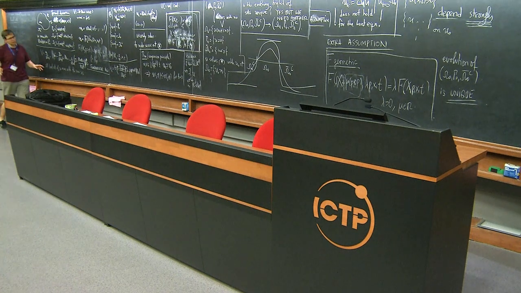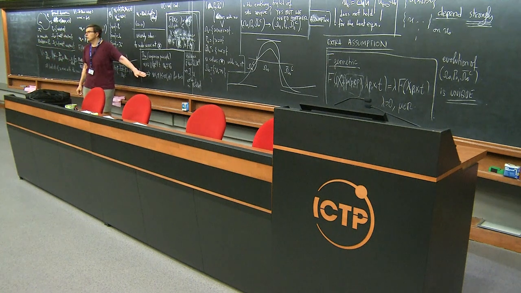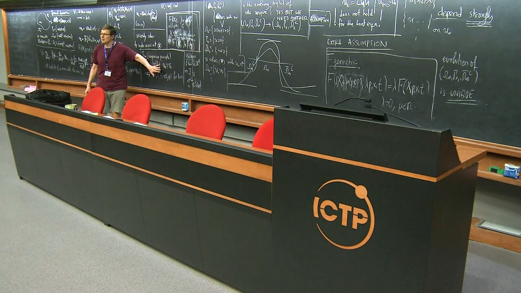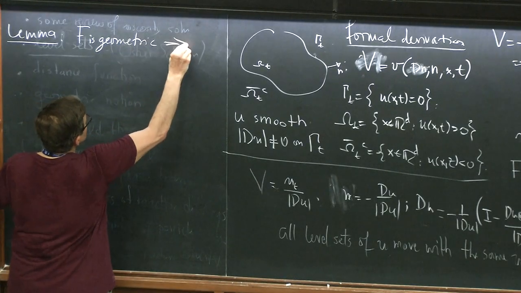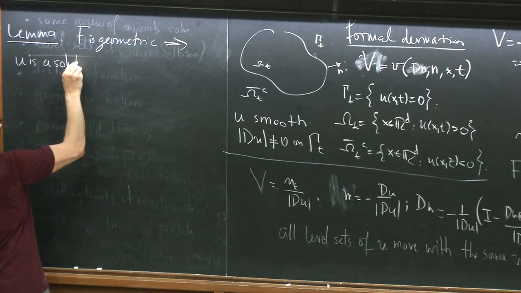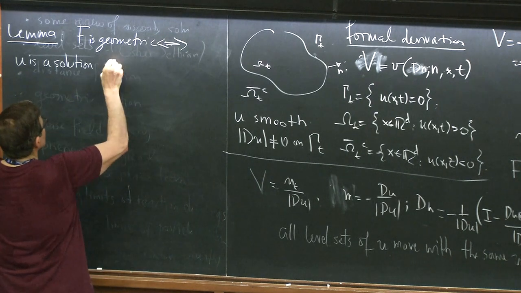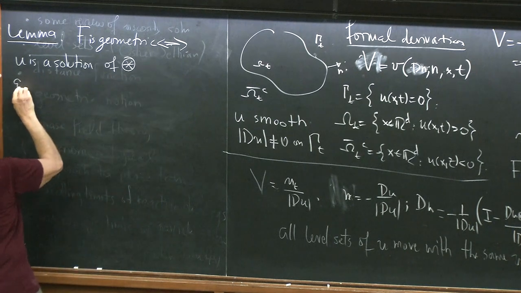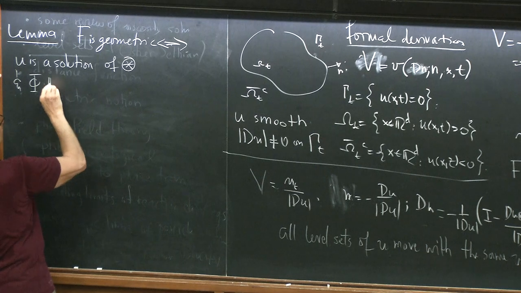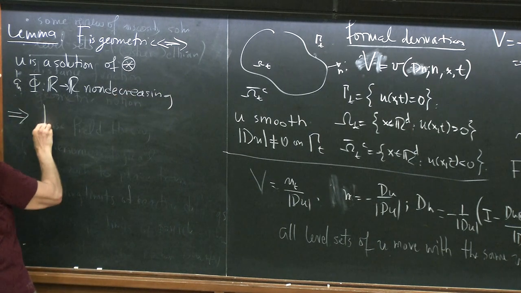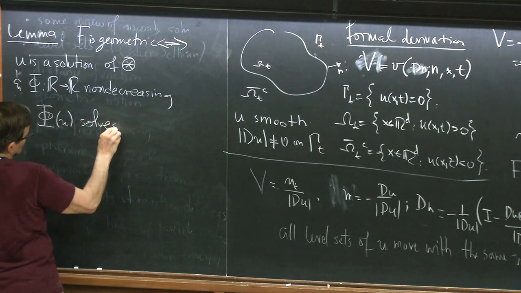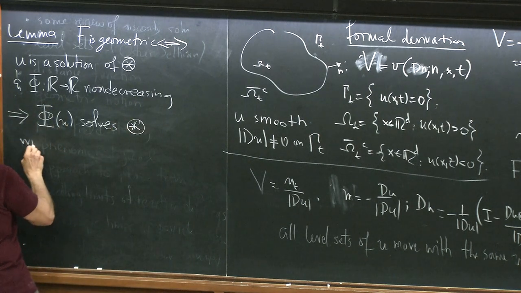Notice I have hidden everything about regular solutions. I'm not talking about regular solutions. These are just uniformly continuous solutions. So the equation here is described in a very weak sense, right? Not even almost everywhere. It's a very weak sense definition. But here is a lemma: that f is geometric implies that if u is a solution, as a matter of fact, it's equivalent. If u is a solution of star, and you have a function phi from R into R, non-decreasing, then phi of u also solves star with initial data.